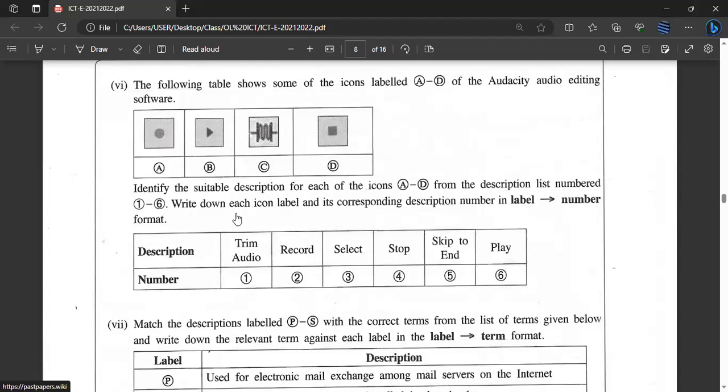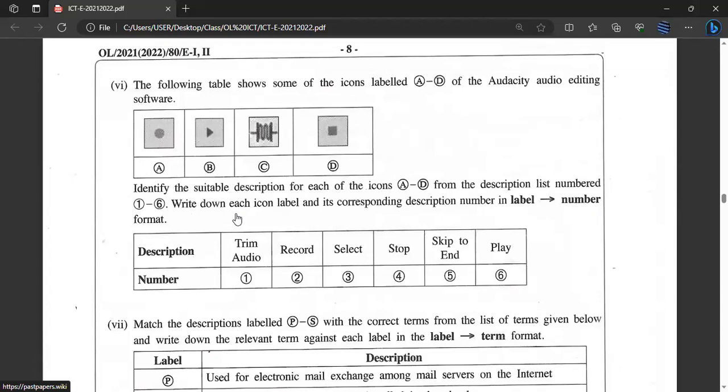So for A, what is this one? For A, this is record. So A, the answer must be 2. Then B, what is B? B is play. So for B, the answer will be 6.